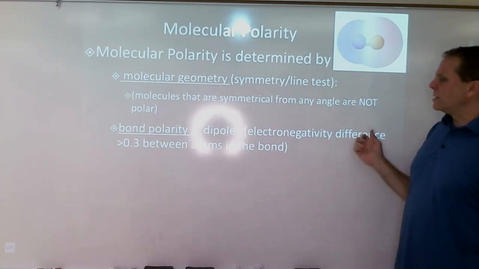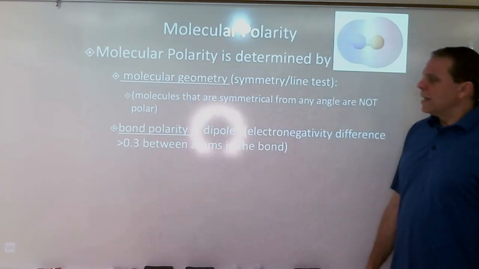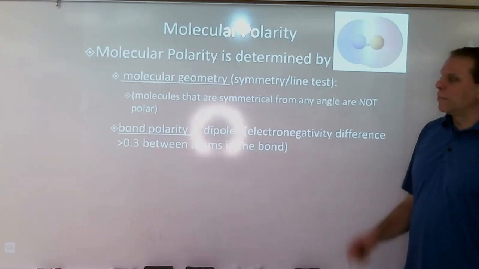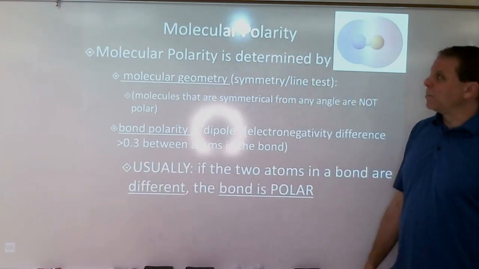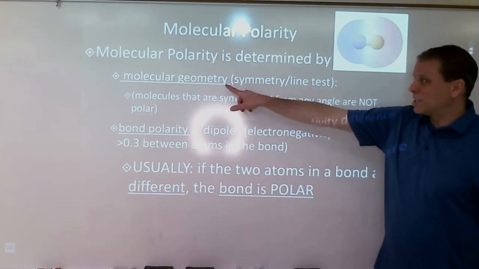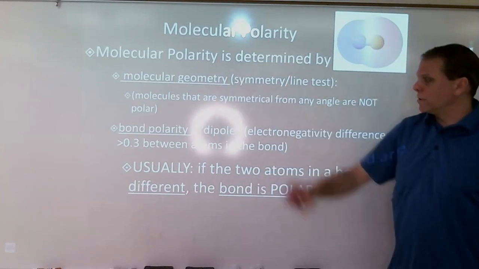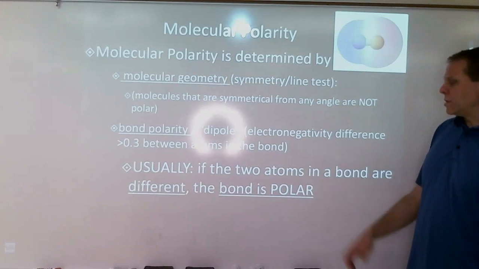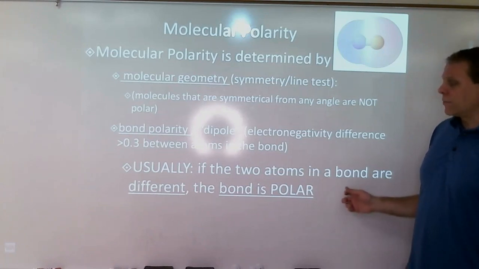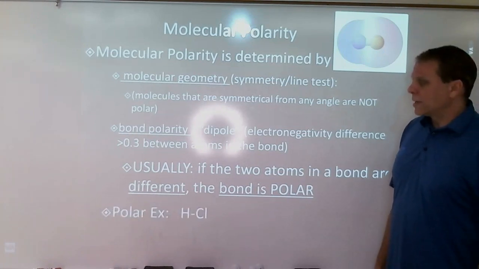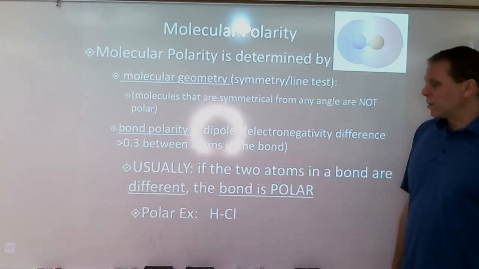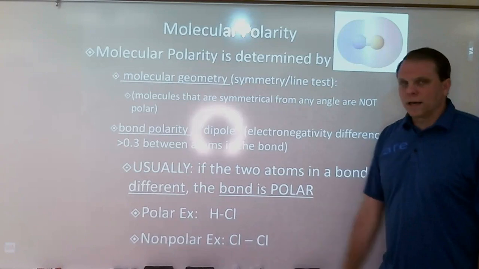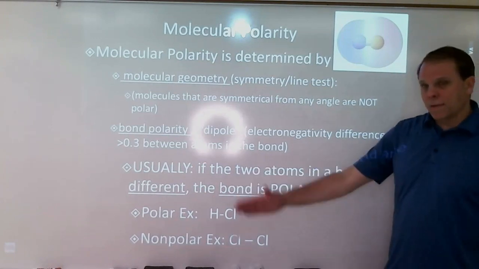Okay, electronegativity difference of 0.3 or above is going to give you a bond polarity. And so then you're going to have a chance of having a molecule that's polar. But again, it has to do with both of these things, not just one, both of those things. Usually, if the two atoms in a bond are different, then the bond is going to be polar. Okay, so for example, H and Cl, they are different. That's going to be a polar bond. But if I have Cl and Cl, they are not different. That's going to be a nonpolar bond.